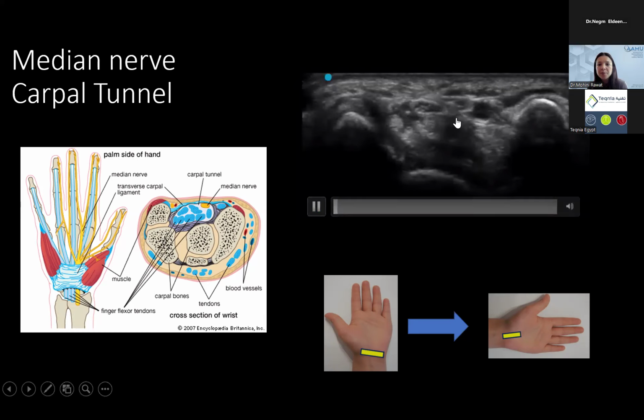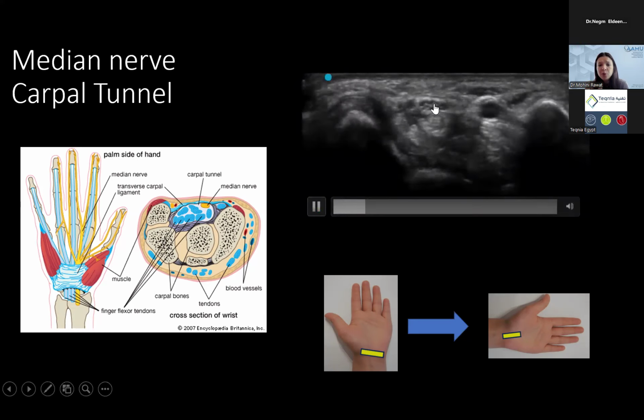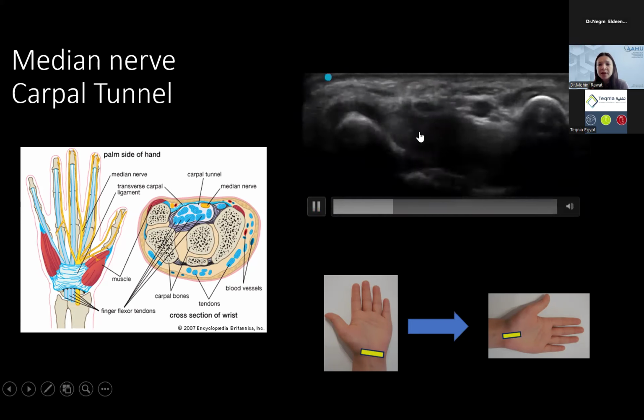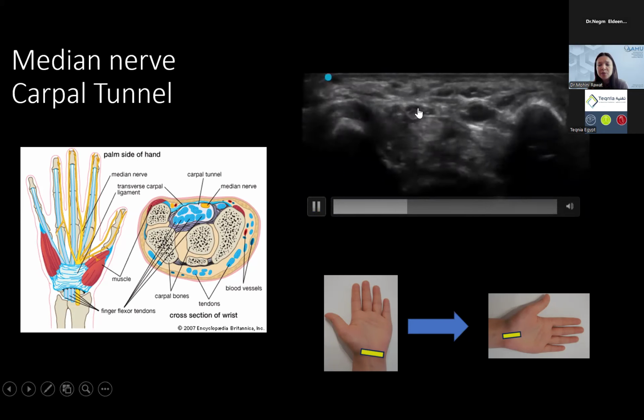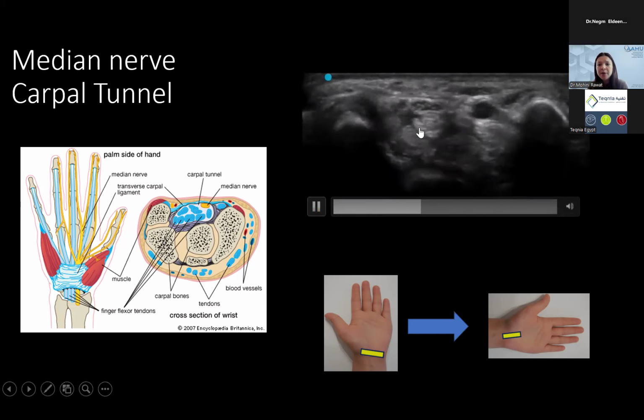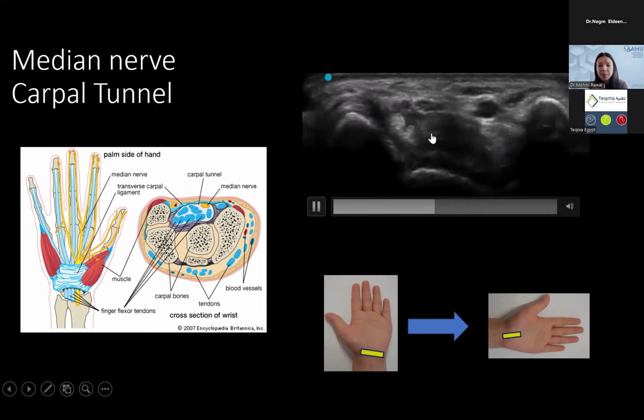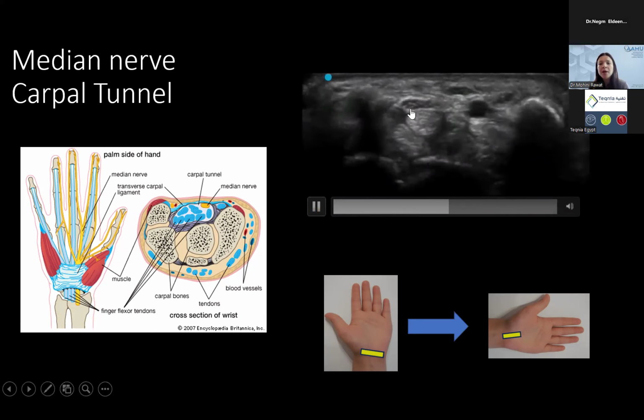So here is the clip. Here is the median nerve. We tilt the probe back and forth to check the anisotropy, which affects the tendons more than the nerve. See, the nerve is more so hypoechoic, whereas tendons become hyper- and hypoechoic depending on the tilt of the probe.